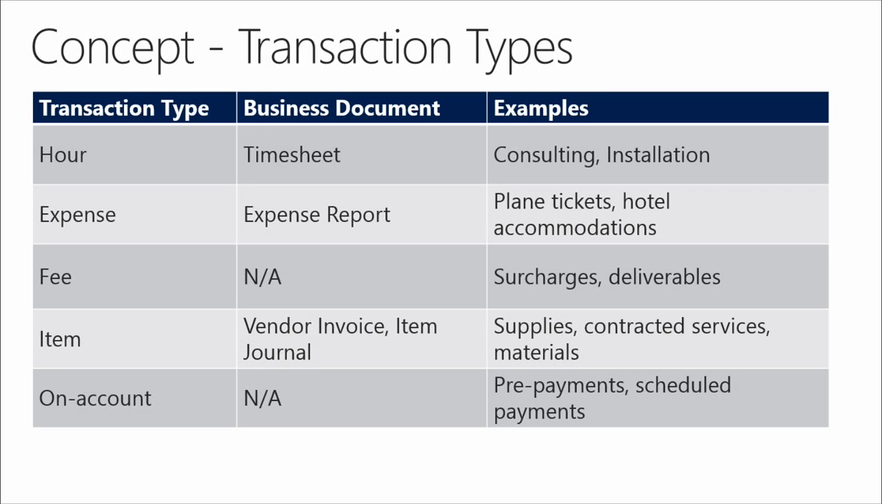So let's review some of the concepts we saw while creating a very simple project. First, we saw that there are various transaction types associated with projects. The transaction types are hours. The business document that would typically input hours into the system would be a timesheet. We saw an example of that using the hour journal.